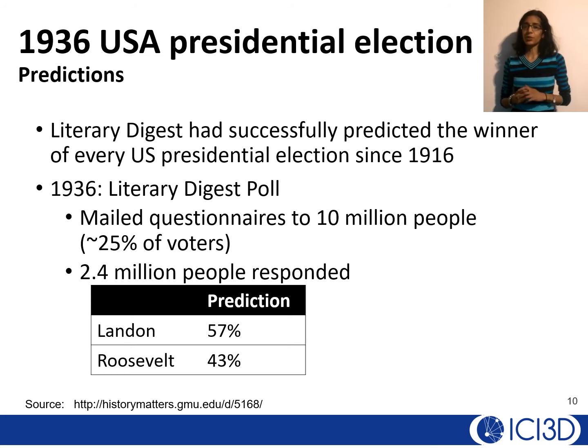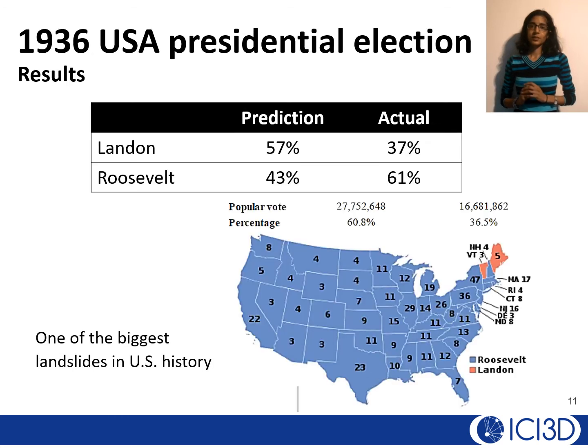The results showed that Landon was going to win the election, and by quite a margin, with 57%. Looking at the actual results, Roosevelt won with 67% of the votes. This was one of the biggest landslides in US history. So the question to pose is, what went wrong?